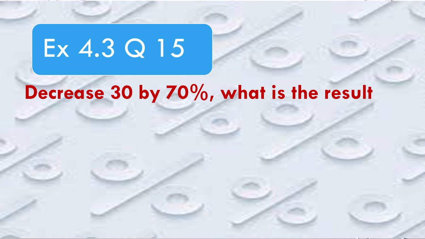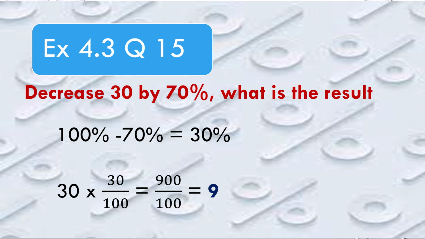This is exercise 4.3, question number 15. Now we have to decrease 30 by 70%. What is the result? The word decrease means now we will take 100 minus 70, that is 30%. So we will take 30% of 30 instead of decreasing by 70%. And the answer is 9. It means when we decrease 30 by 70%, it becomes 9.